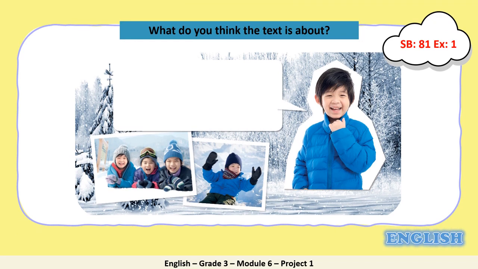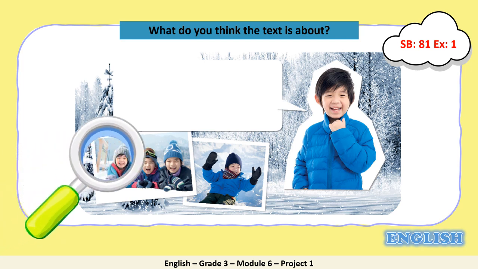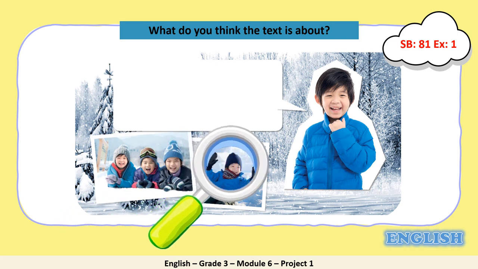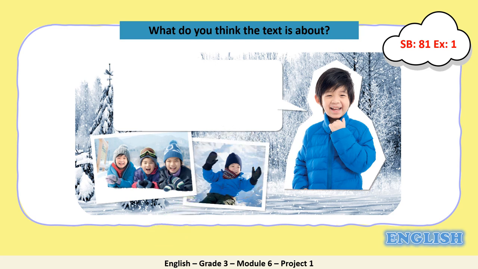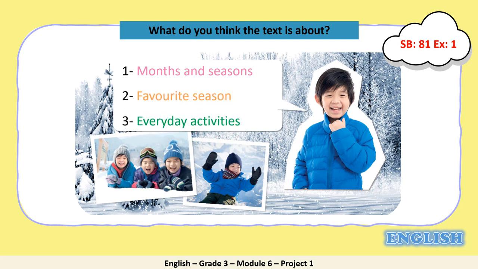Now, let's get started with our lesson. Can you tell me, what do you see in this picture? A boy with his family or friends, okay. What are they doing? Yes, they are playing in the snow. So which season is it in the picture? Excellent, it's winter. So what do you think the text is about? Is it about months and seasons? Is it about favorite season? Or is it about everyday activities? We shall find out later.